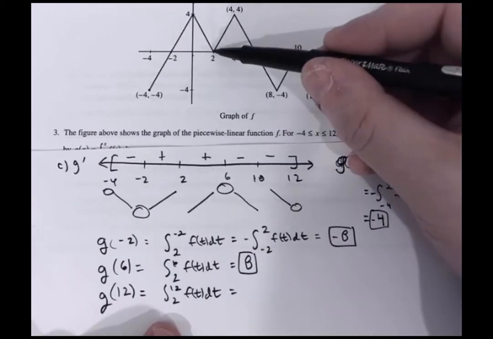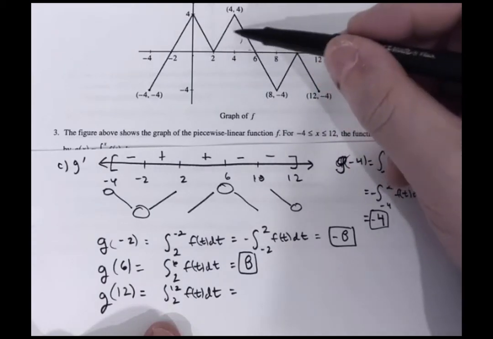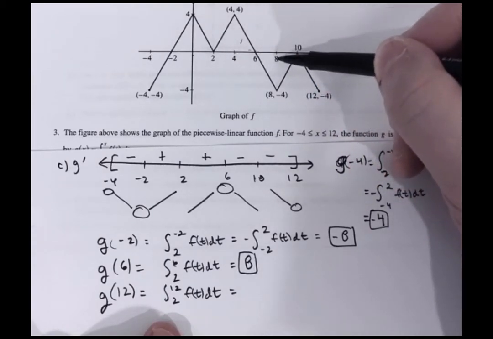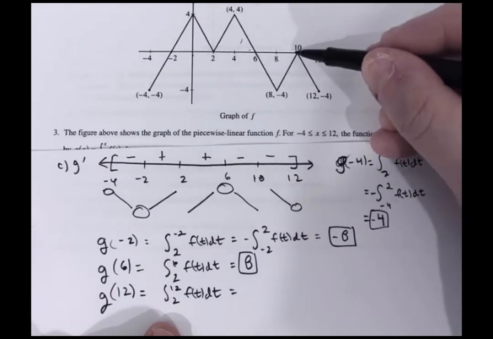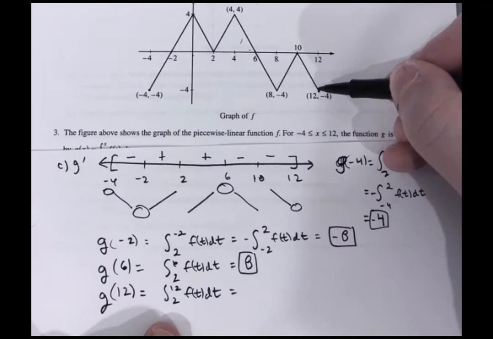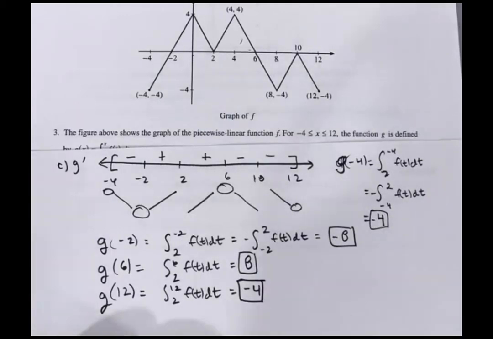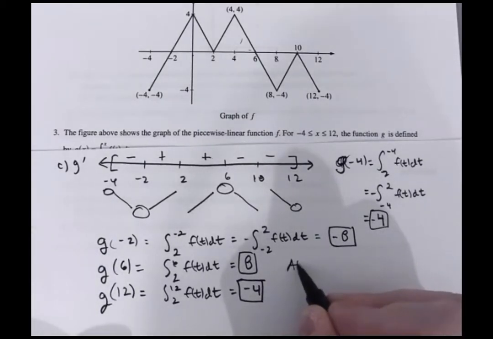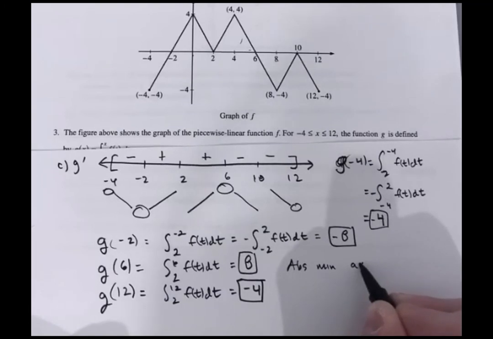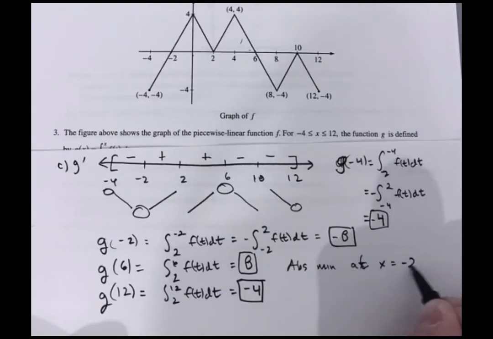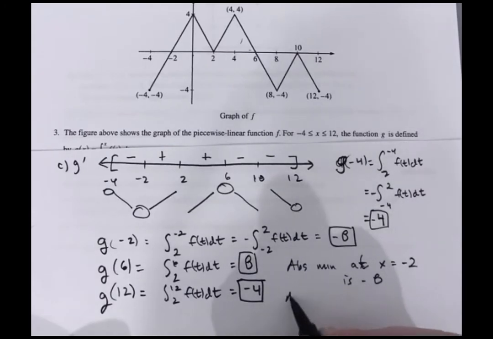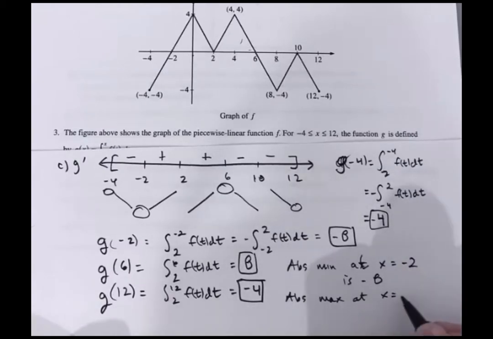So let's see, actually, from 2 to 12, this part and this part would cancel each other out. So we just have a little bit more negative area that has a base of 2 and a height of 4. 2 times 4 is 8, divided by 2 is 4, and this is below the axis, so it is negative 4. So absolute minimum at x equals negative 2 is negative 8, and absolute maximum at x equals 6 is positive 8. And that's how we'd conclude this problem.